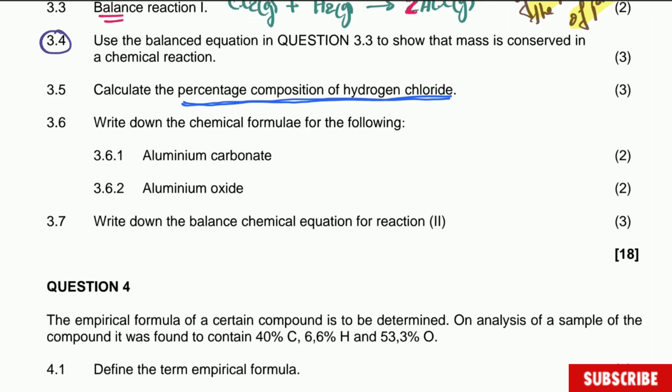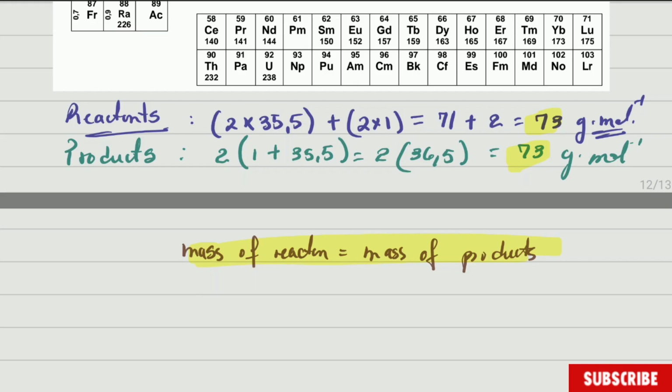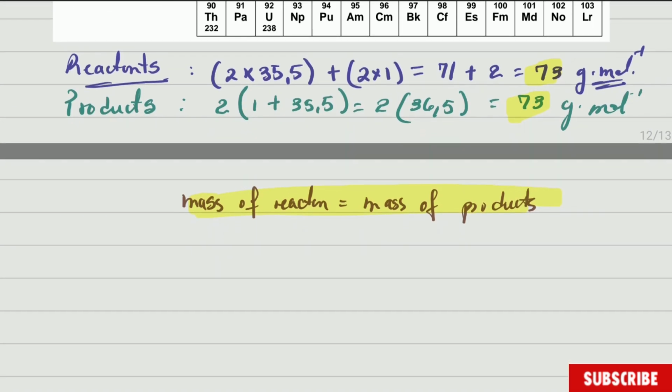So what they are asking you here is to calculate what is the percentage of hydrogen in hydrogen chloride and what is the percentage of chlorine in hydrogen chloride. And it's very simple, so nothing to worry about. The first thing we have to do, step 1, let's use the right here, step 1.